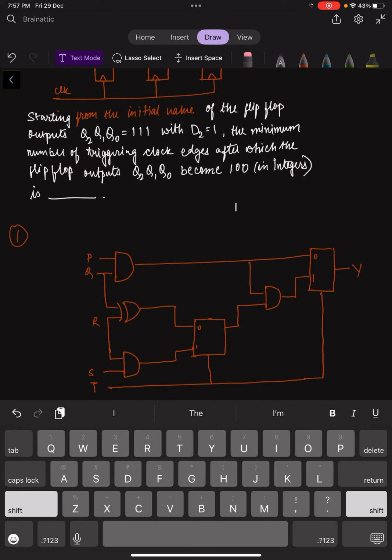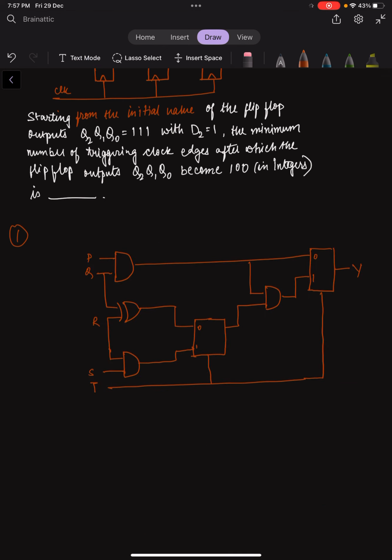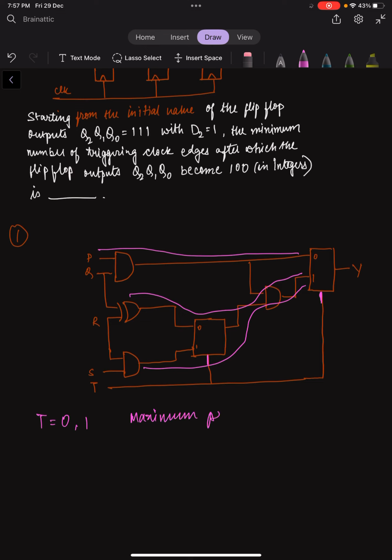We'll start solving this problem by finding all the path delays which are there in this circuit. This is one of the path delays. This is another path delay, and this is my third path delay. Now, based on the conditions of t, whether t is equal to 0 or t is equal to 1, which is basically governing the mux inputs over here, we'll identify which is my maximum propagation delay.